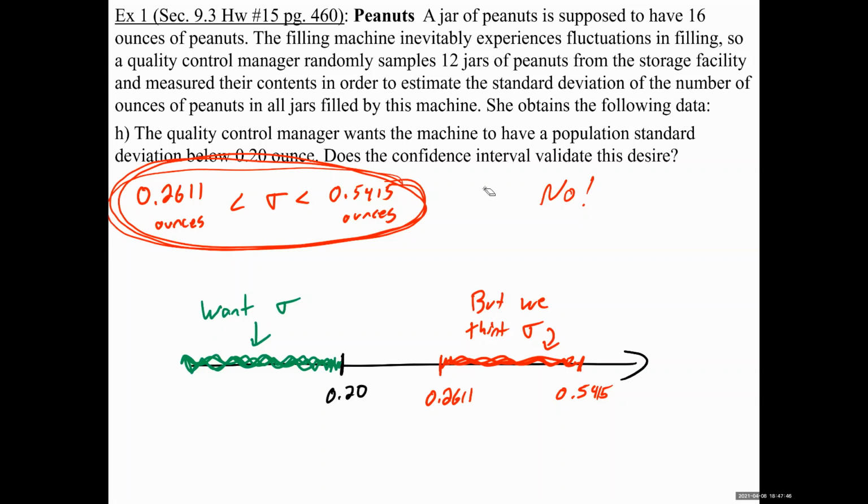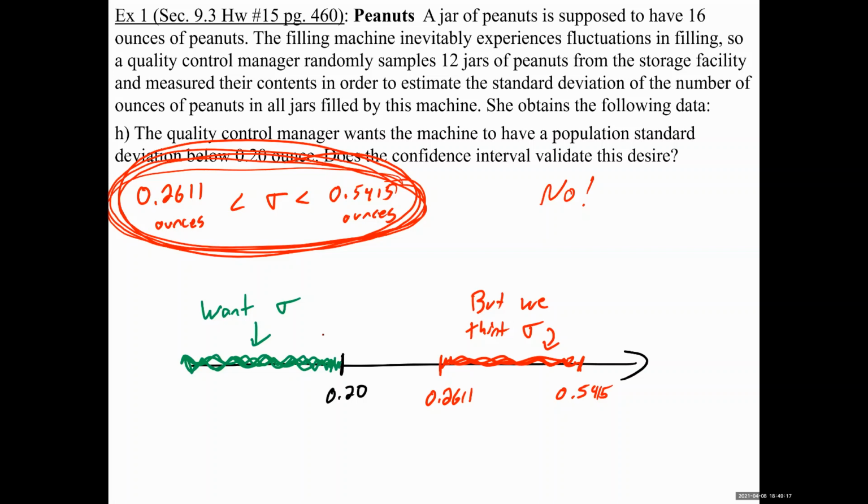All right, I'm done with part H. Any questions on part H? So also remember that when you build a confidence interval, it doesn't mean for sure that sigma is between here and here, but pretty much you believe the interval. They're asking, does the confidence interval validate this desire? So again, if you believe the confidence interval, do we have what we want? No. If you believe the confidence interval, then no, sigma is not less than 0.20.